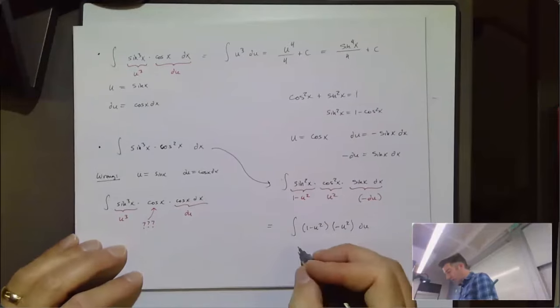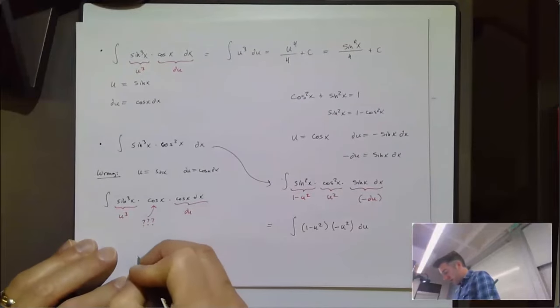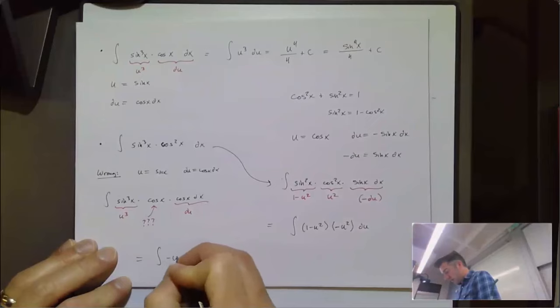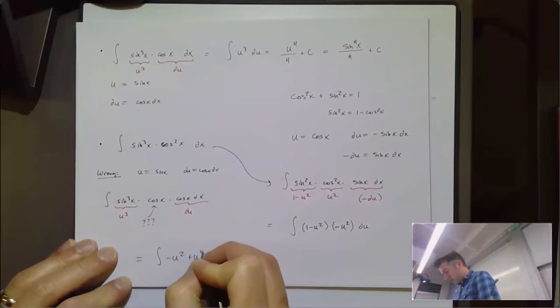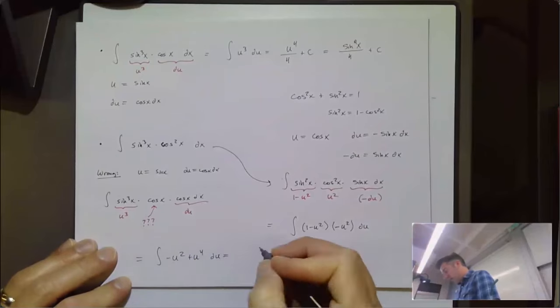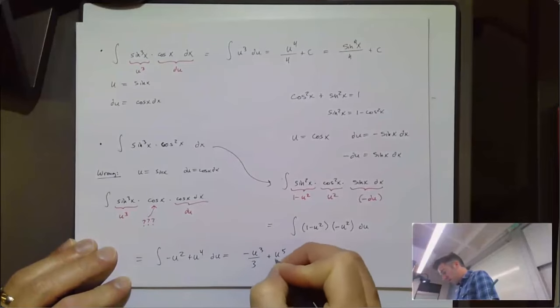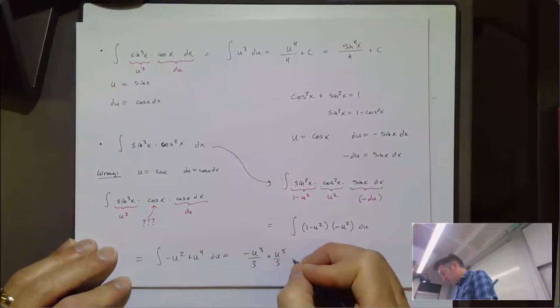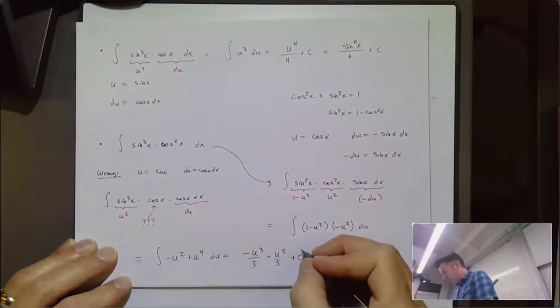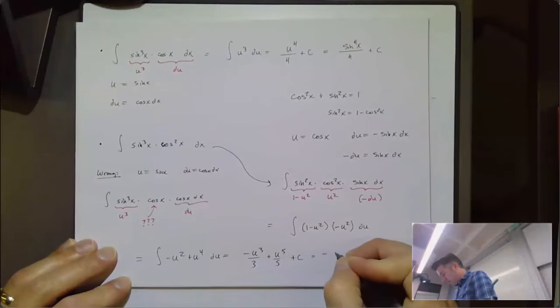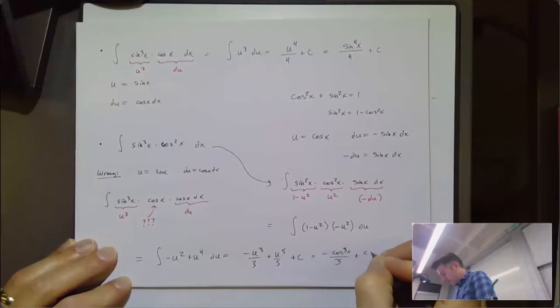And if we multiply it out, we have the integral of negative u squared plus u to the fourth du. We integrate, we get negative u cubed over 3 plus u to the fifth over 5 plus c. And then we're going to end up with negative cosine cubed x over 3 plus cosine to the fifth x over 5 plus c.